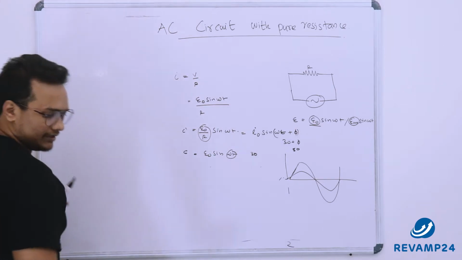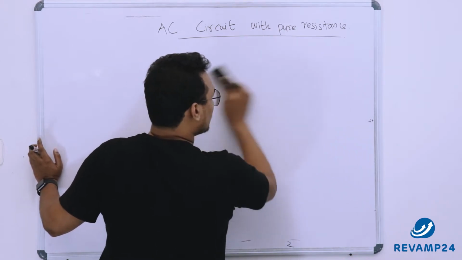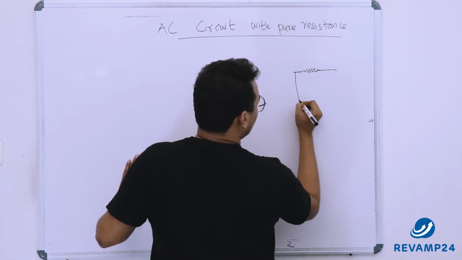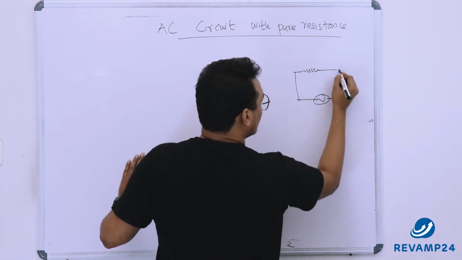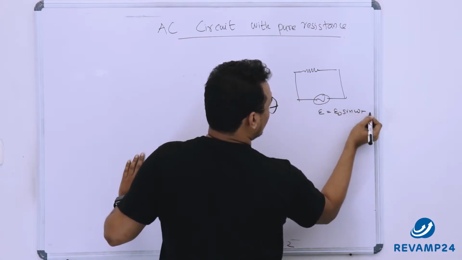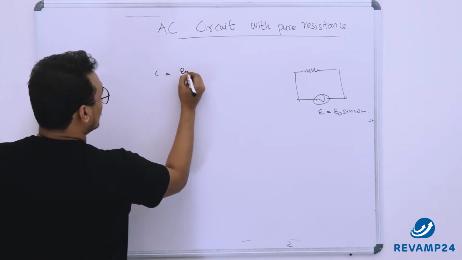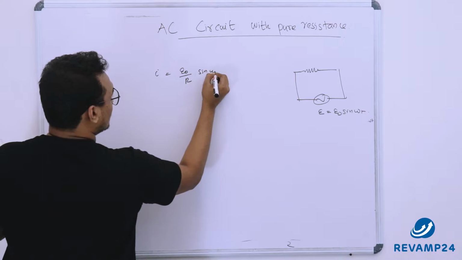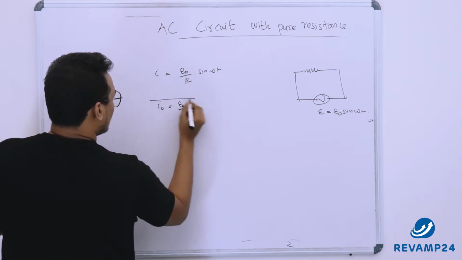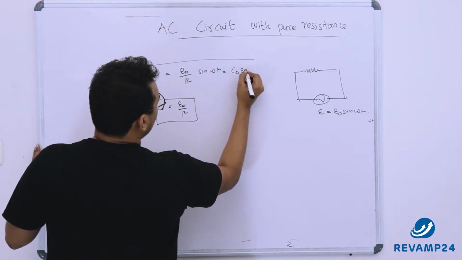Don't get confused. Here, in the case of a pure resistive circuit, we have a resistance connected to an AC input having a value of E0 sine omega t. From there I got the value of I, which is equal to E0 by R into sine omega t. So I0 is the maximum value, that is E0 by R. Very important relation. This can be written as I0 sine omega t.